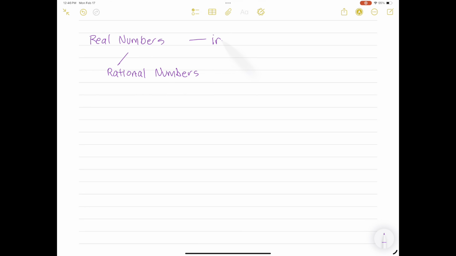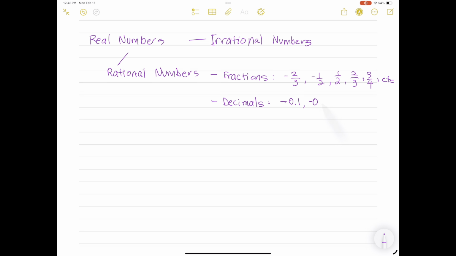Real numbers are made of rational and irrational numbers. Rational numbers include fractions such as -2/3, -1/2, 1/2, 2/3, 3/4, etc. Decimals such as -1/10, -5/10, 1/10, 1 2/10, and 3 45/100.